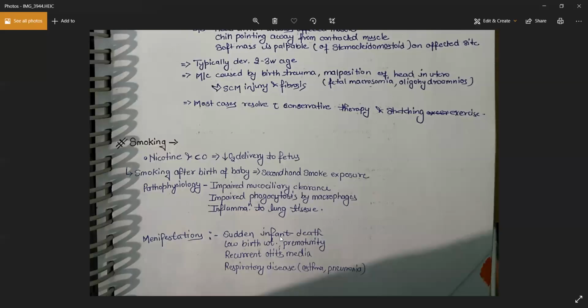And they will ask you why the baby is having recurrent otitis media, why the baby is having asthma. It is because of three things: the impaired mucociliary clearance, impaired phagocytosis activity of the macrophages, and the inflammation in the lung tissue. Remember these three things, okay? And all of these things are because of low oxygen delivery and damage because of the particulate matter of the smoking, okay?